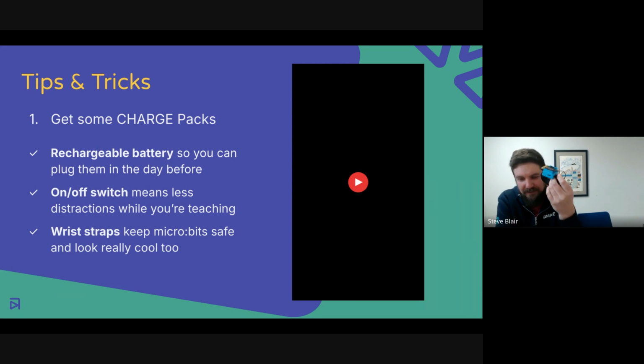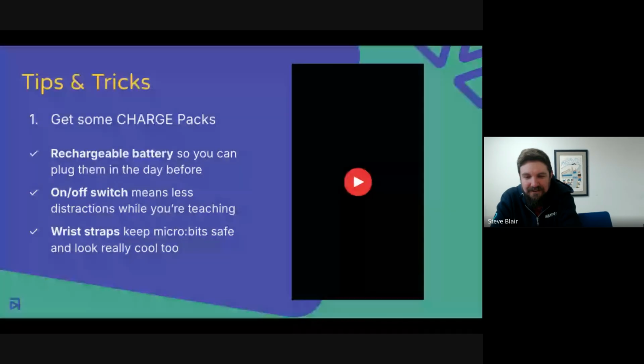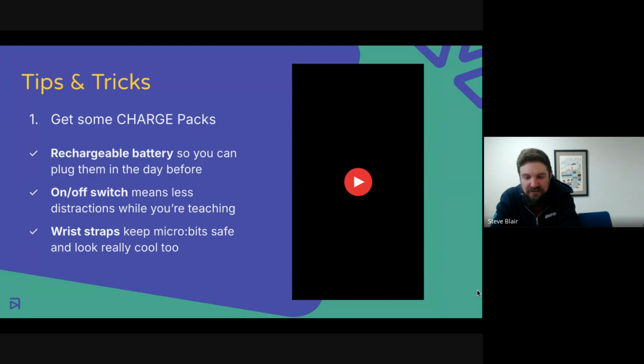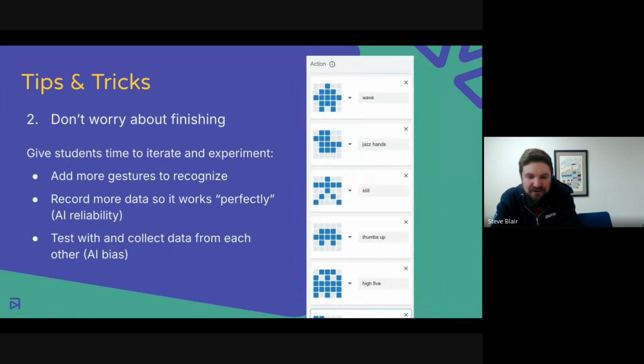I don't know if you remember when the Wii came out and you heard about people throwing them through your TV, like that video of Jude doing his karate moves. I'm really glad we had a wrist strap on them. And it just makes it more fun. We've even pulled them out for rock, paper, scissors, no AI. You just shake it to show it. We strap them on the wrist and they're getting really into it. So charge packs, it's a no-brainer if you've got a little bit of budget. It's really a nice upgrade to your microbit.